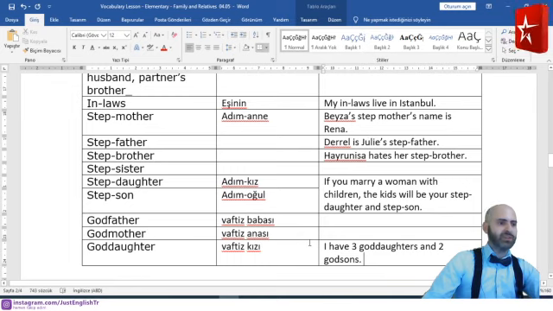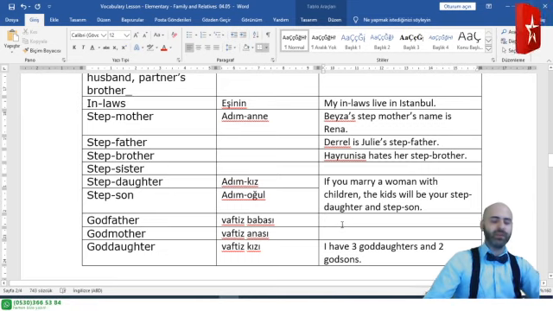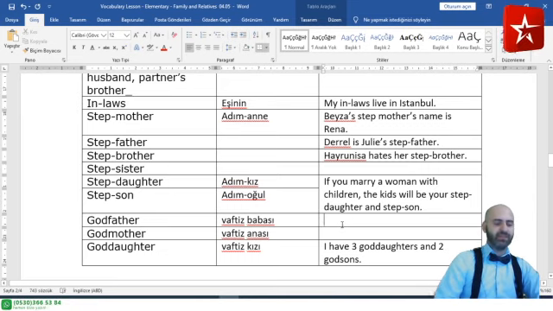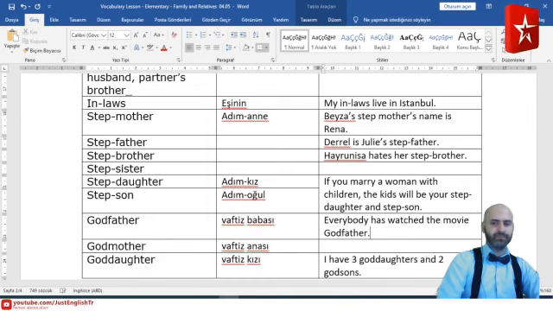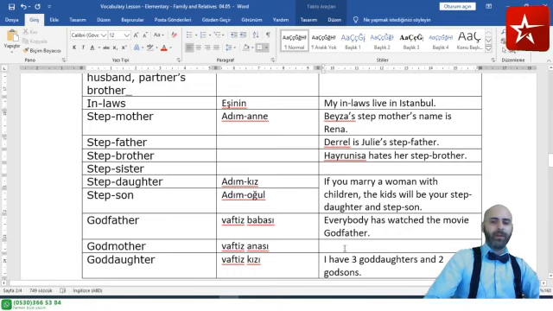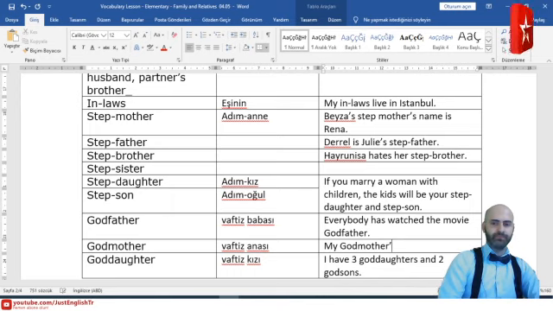Maybe it's about religion and you don't have the same thing maybe in Turkey, but everybody has seen the movie Godfather, so let me write this as an example. Everybody has watched the movie Godfather. There are a lot of series about this movie. As for godmother, I can give my example again. My godmother's name is Maya.